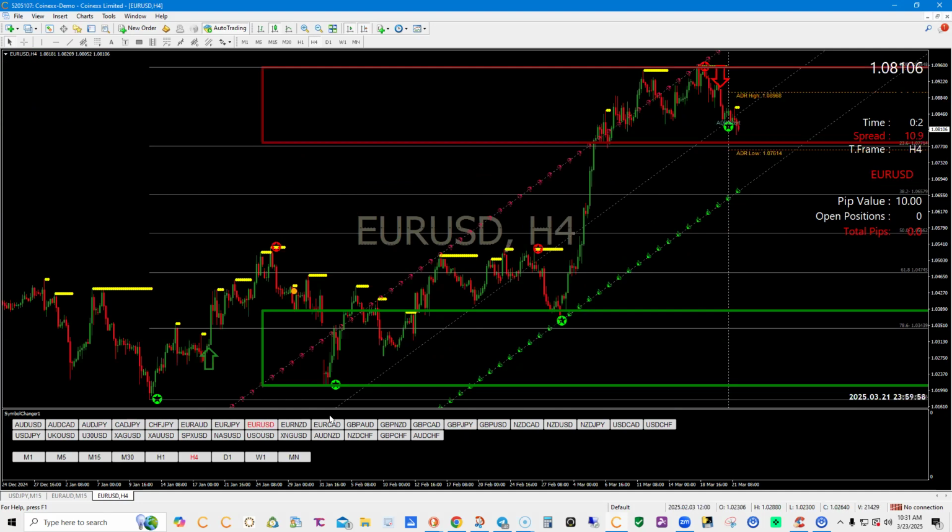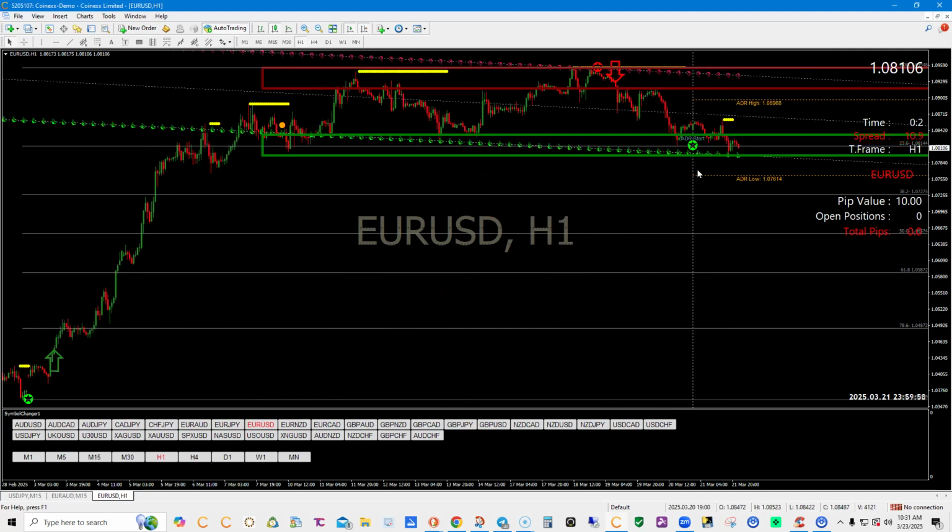This is the euro dollar, on the 4-hour time frame, and it did make a nice drop right here. I think it may come back up and retrace a bit and maybe test this level right over here. Okay, so if it does pop back up, it may come back up and touch that level.